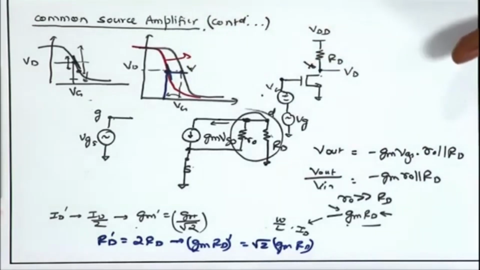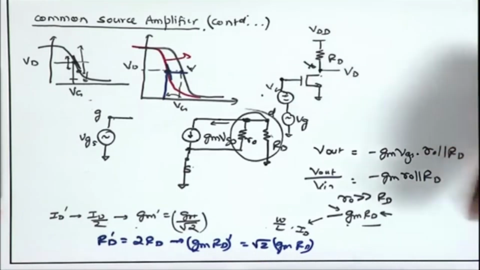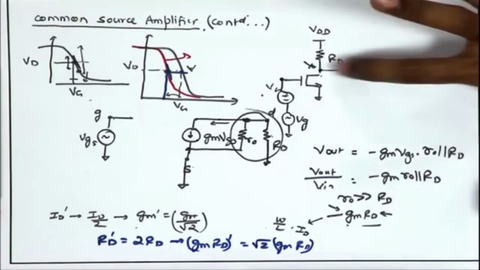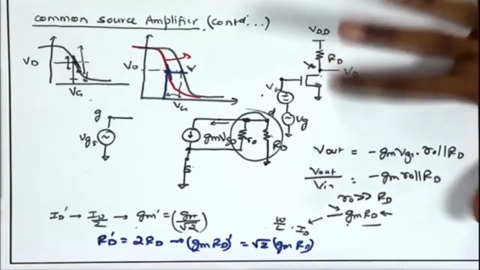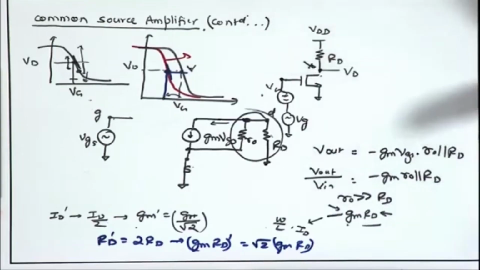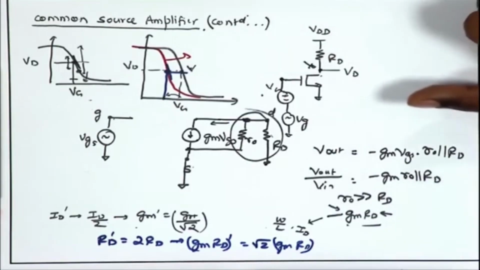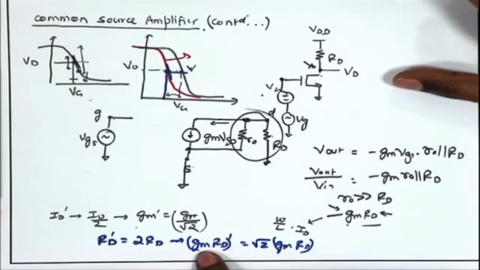So, we can see that by appropriate choice of Rd and the bias current Id, we can definitely increase the output gain while maintaining the same signal swing, without disturbing the maximum signal swing at the output. Definitely, we do have the dependency of many other circuit metrics on Gm and also Rd.